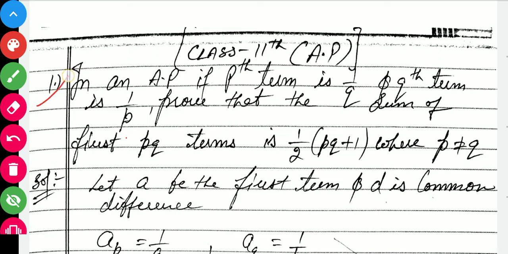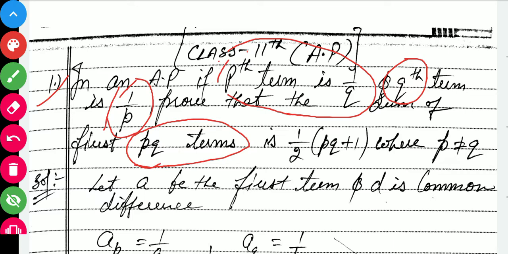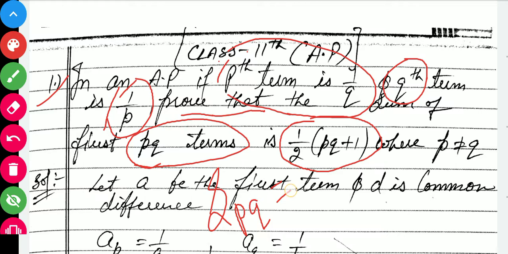Let's start with the first problem. In an AP, if the pth term is 1 upon q and the qth term is 1 upon p, the sum of the first pq terms is this. This is what we need to prove. We have to prove that the sum of pq terms, जो pq terms का sum है, वो किसके equal है: 1/2 (pq plus 1). This is what we need to prove.